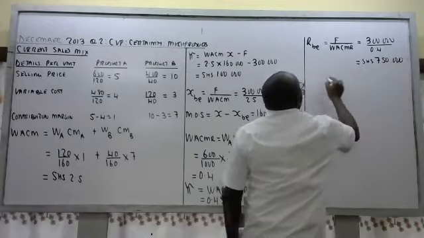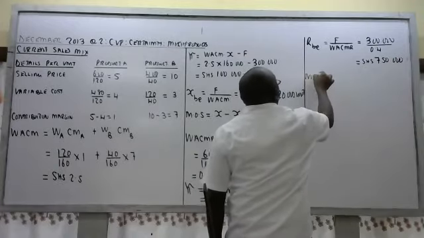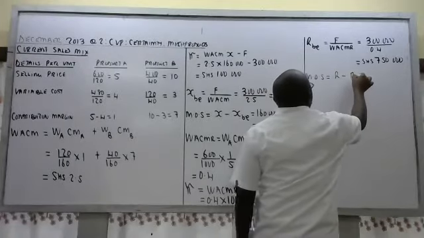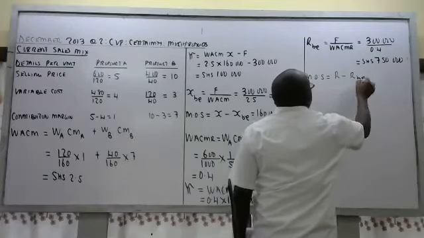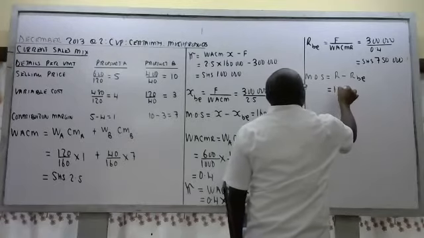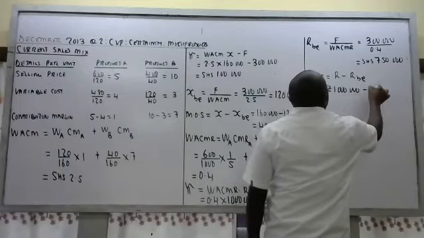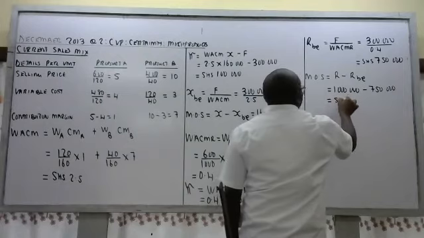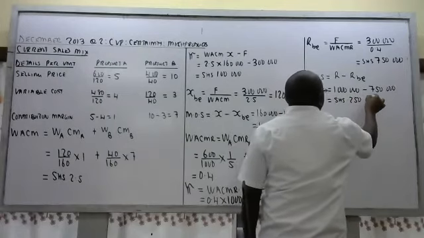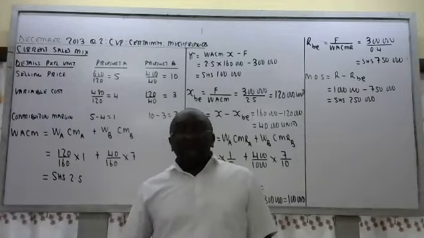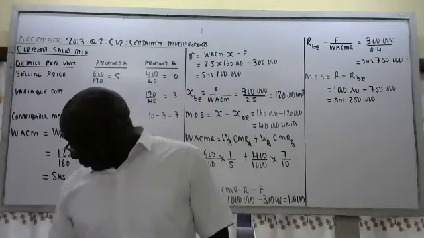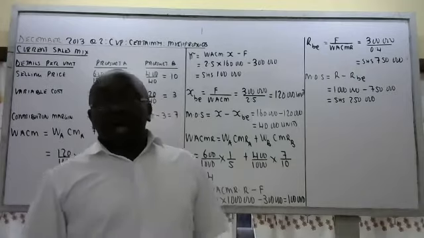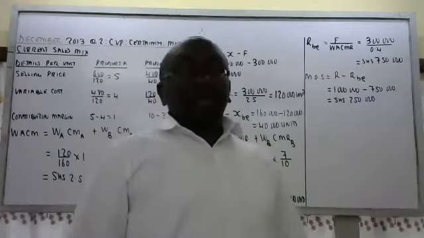750,000. So if they ask you of the margin of safety, it is R minus RBE. So this will be 1 million minus 750,000, and that will be shillings 250,000. That is the margin of safety in shillings.